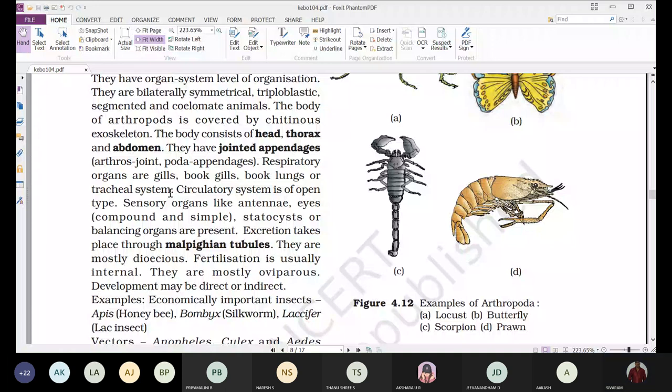The organisms included under the class Arachnida, such as scorpions and spiders, possess book lungs. And the tracheal system is made up of tubular structures called trachea, that's why we call it a tracheal system. This tracheal system is observed in all insects: flies, mosquitoes, cockroaches, ants, termites, lice. In all these organisms, we'll find trachea as the respiratory organs.